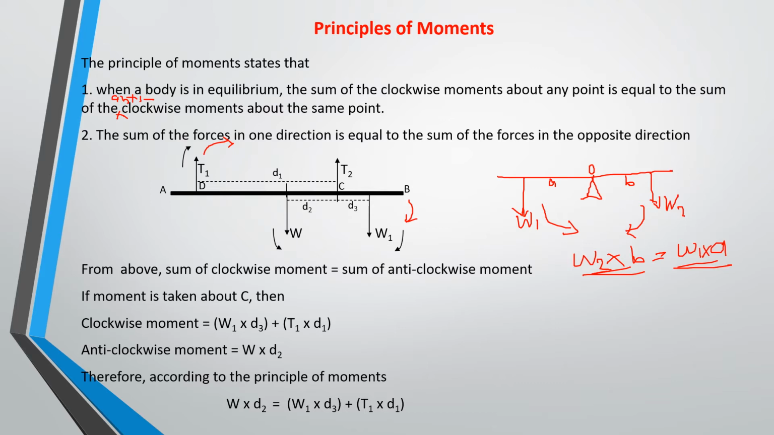Okay, then your anti-clockwise moment will be this, because this is your point of rotation, which will be W times D2. So applying the principle of moment, we have that anti-clockwise moment is equal to clockwise moment. So W times D2 is equal to all this, and that's what we have, your W1 times D3 plus T1 times D1. Okay, so these are some of the statements of the principles of moment. Another one is this.